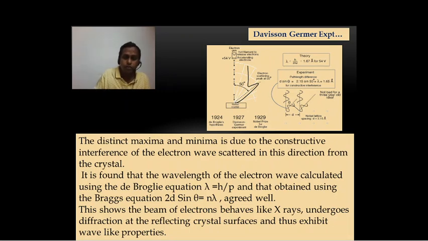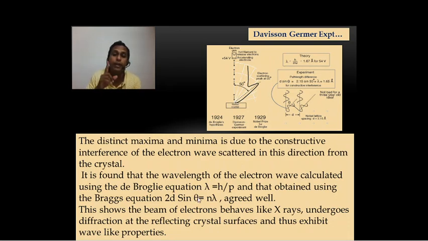Now we are moving to the significance of this 54 volts. It is found that the wavelength of the electron wave calculated using the de Broglie equation, lambda equals h by p, matches that obtained using the Bragg equation, 2d sin theta equals n lambda.